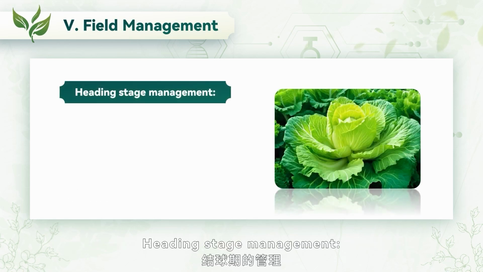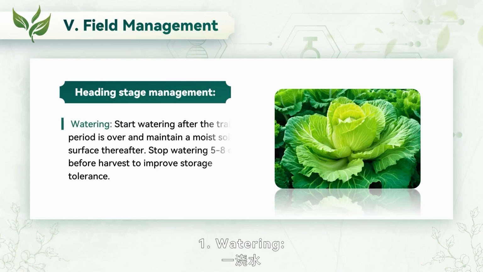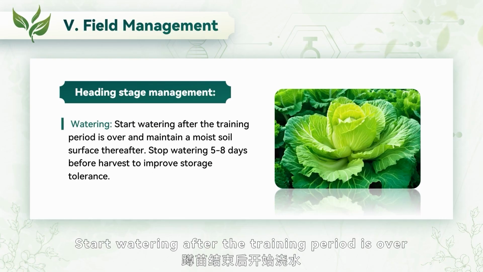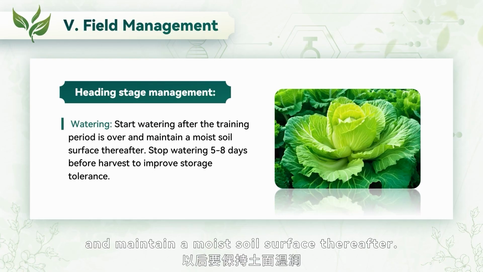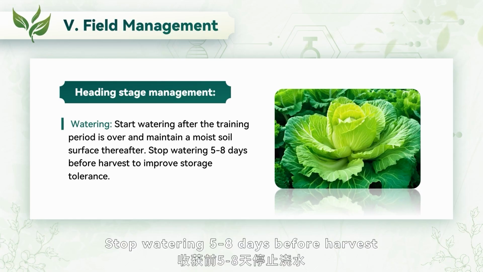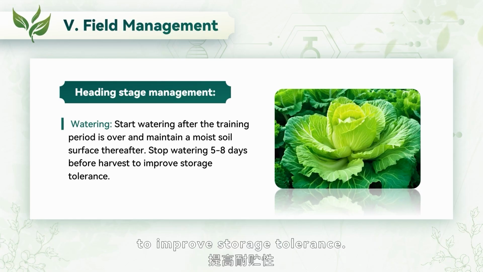Heading stage management. 1. Watering. Start watering after the training period is over and maintain a moist soil surface thereafter. Stop watering 5 to 8 days before harvest to improve storage tolerance.